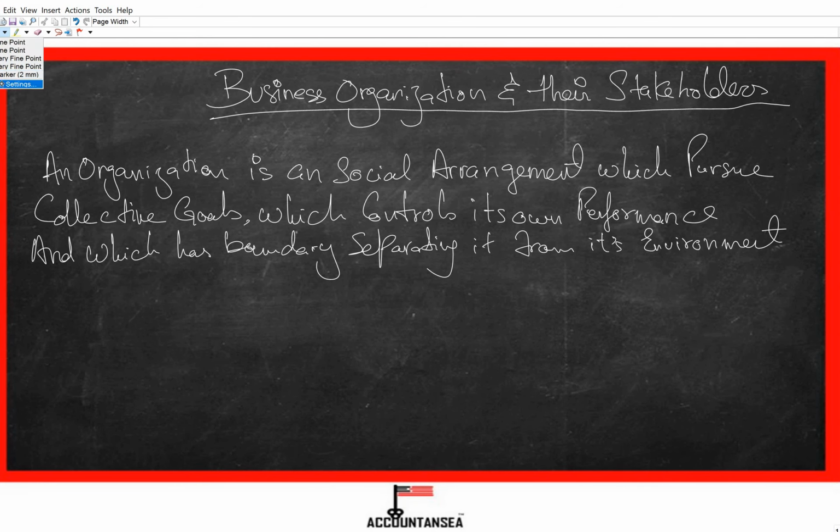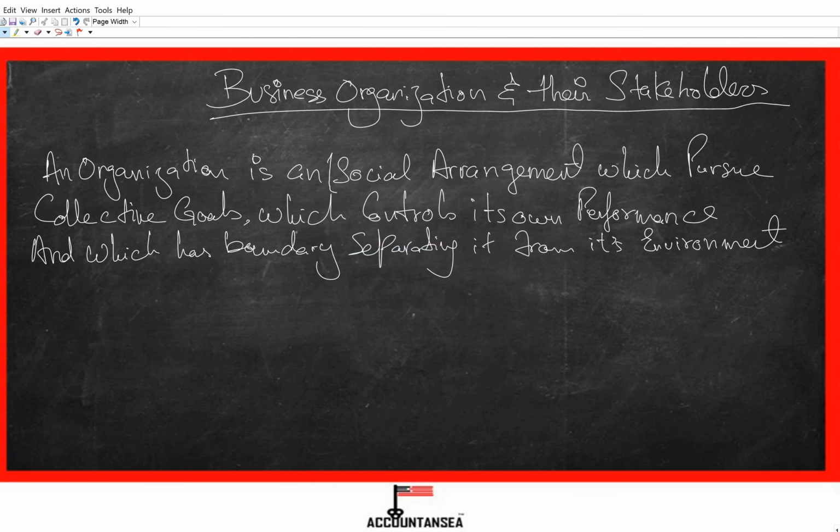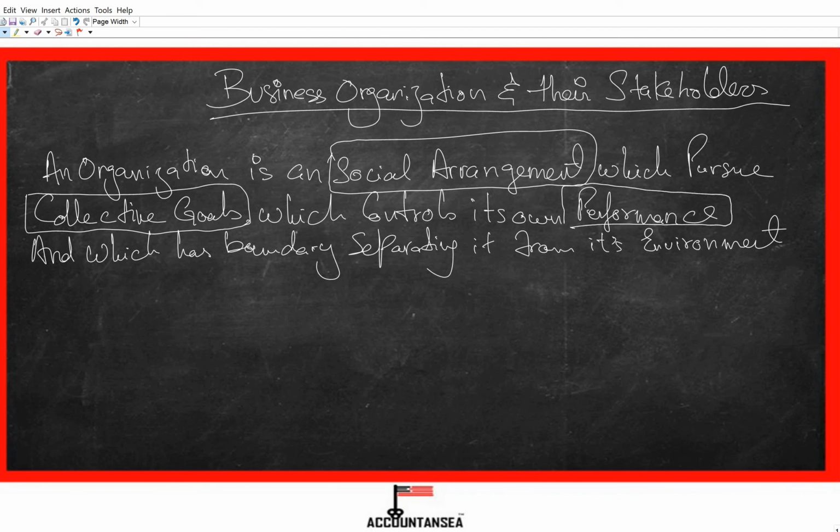That means people coming from various backgrounds, like someone is coming from USA, someone from UK, someone from Pakistan, someone from India. All right, but they pursue collective goals. And what are those collective goals? It can be maximization of profits, it can be cost minimization. They control their own performance by performing various controlling or monitoring activities, and they have a separate boundary which separates the organization from the external environment, right?